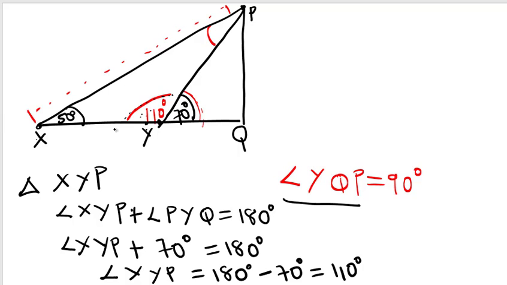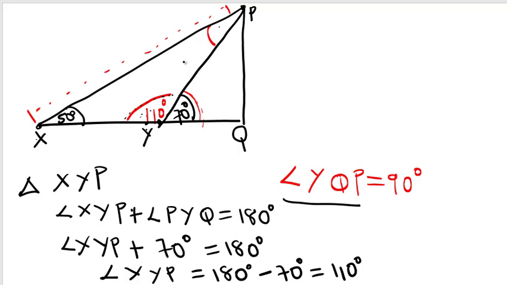If we consider triangle XYP, we know that the angle at X here is 50 degrees. The angle at Y is 110 degrees. So we need the angle here as well. We know that when we sum the interior angles of a triangle, they sum up to 180 degrees.